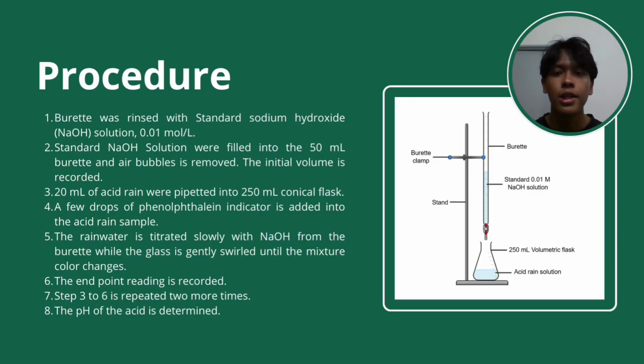The initial volume is recorded. Next, 20 ml of acid rain were pipetted into a 250 ml conical flask. A few drops of phenolphthalein indicator are added into the acid rain sample.